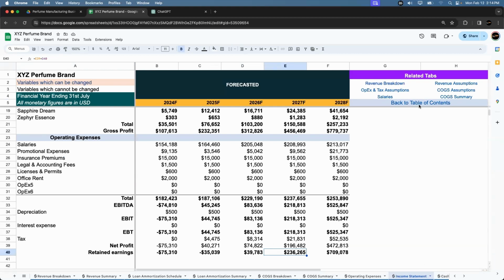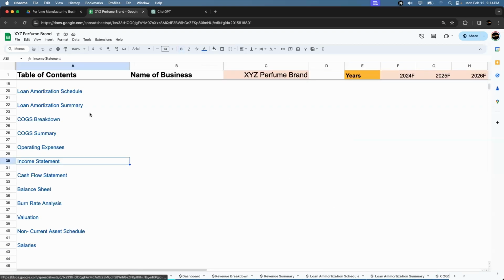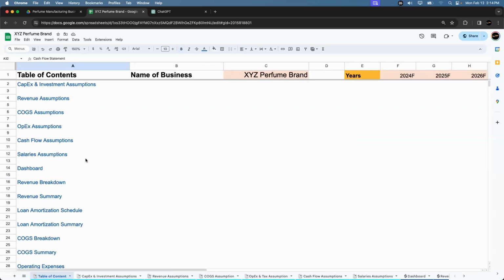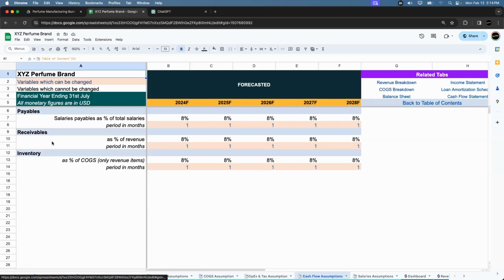Now let's get back to the cash flow assumptions tab. So if I look at cash flow assumptions, it's divided into three sections. One is payables, one is receivables, and one is inventory. So in here, we have mentioned salaries, payables, but you can just remove this to payables to suppliers.